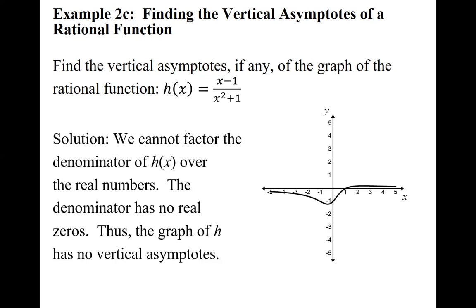If this had been x minus 1 over x squared minus 1, x squared minus 1 would factor to x plus 1 times x minus 1, and the x minus 1s would cancel, leaving us with 1 over x plus 1. We would only have a vertical asymptote of x equals negative 1 in that case. The domain would be x can't be positive or negative 1. The domain happens before we cancel. Vertical asymptotes happen after we cancel.